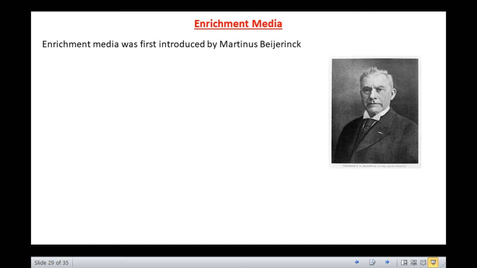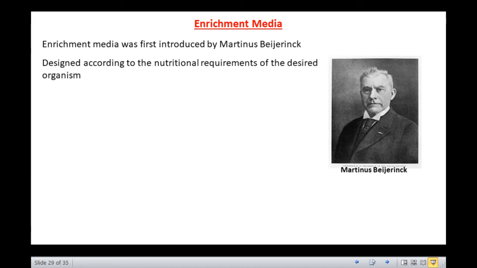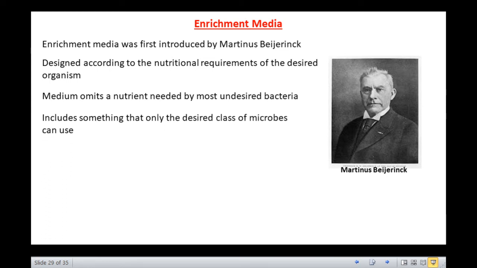Bacteriologists make use of a medium called enrichment medium. The medium is designed according to the nutritional requirements of the desired organism so that its number increases to observable levels. The medium will omit a nutrient needed by most undesired bacteria or include something that only the desired class of microbes can use. Media of this type are typically formulated to mimic the environment of the desired organism or will take advantage of a known metabolic property of it.